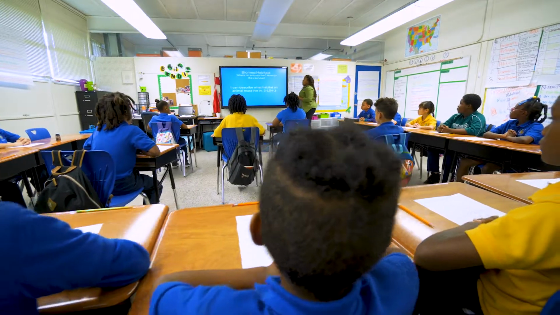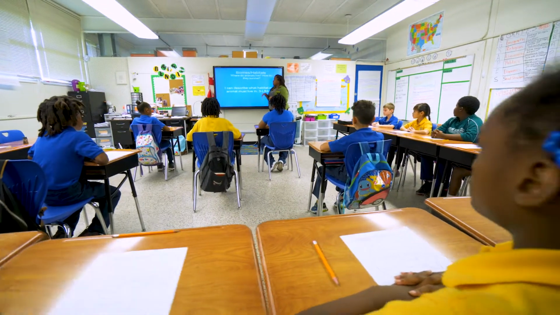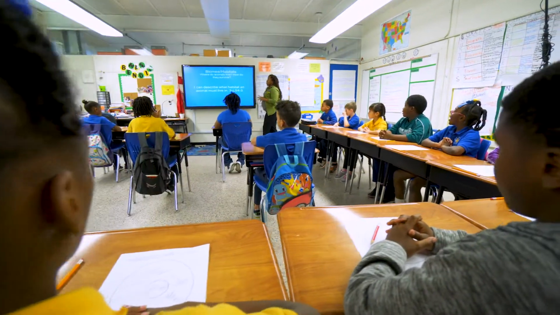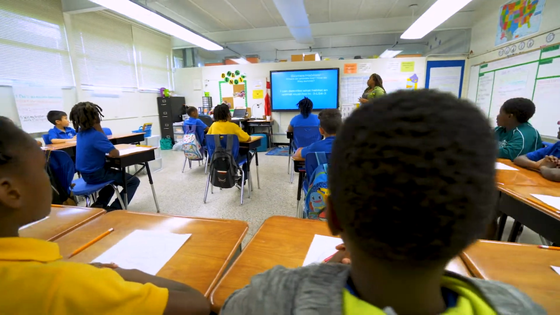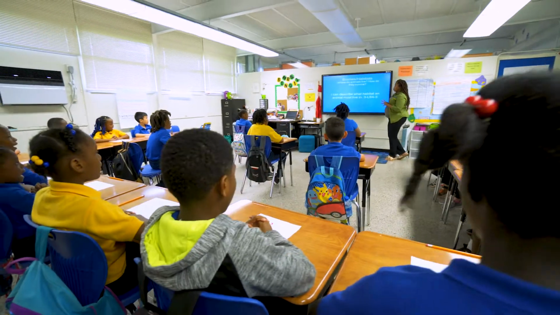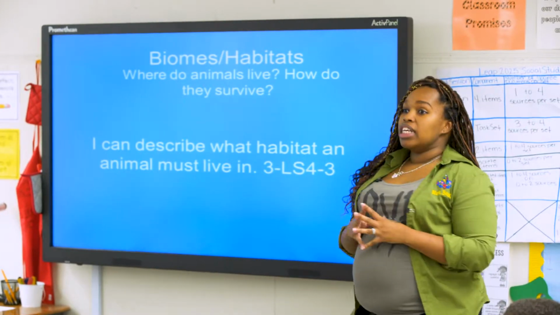So first of all, I wanted the kids to understand what is a habitat, because the purpose of this unit that we were working on is for them to go from understanding what is a habitat to being able to then understand how animals survive in that place. So our objective for today's lesson is: I can describe what habitat an animal must live in.